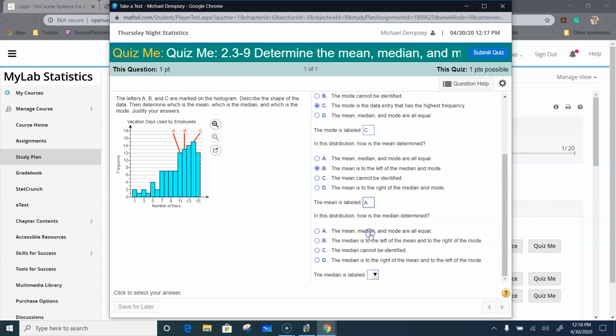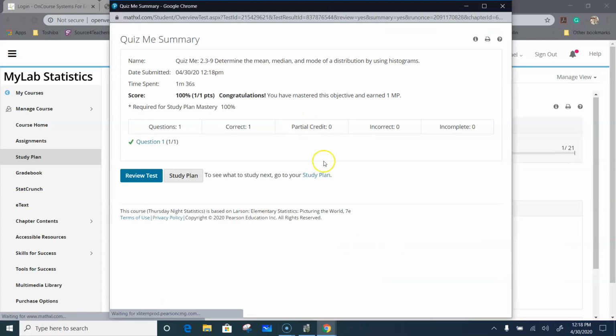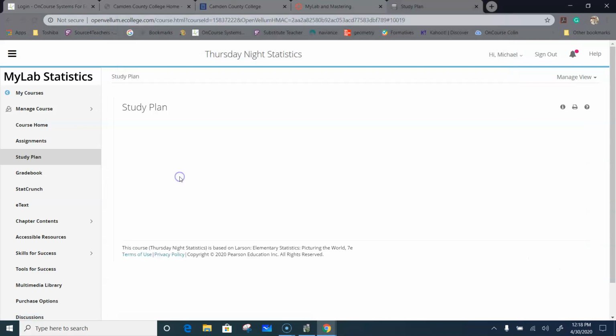He is labeled A. The median is, read this carefully, to the right of the mean, yep, and to the left of the mode. Yeah, he's right in between there, so he would be labeled B. And we can submit. So, nailed it. Let's keep going.